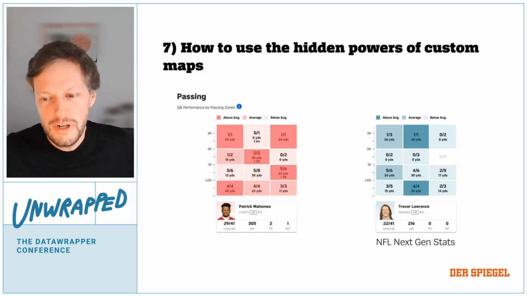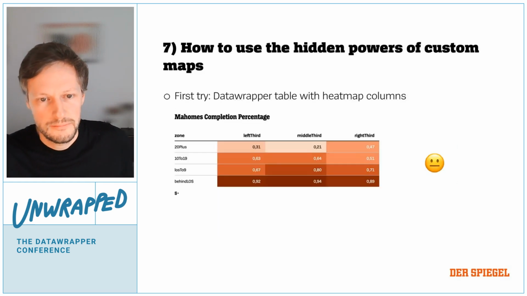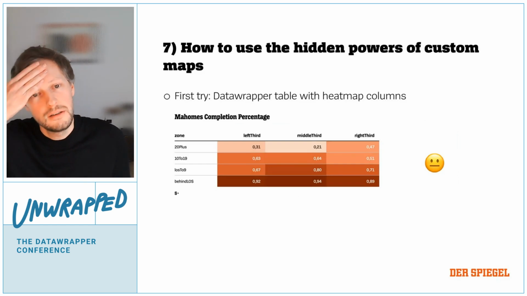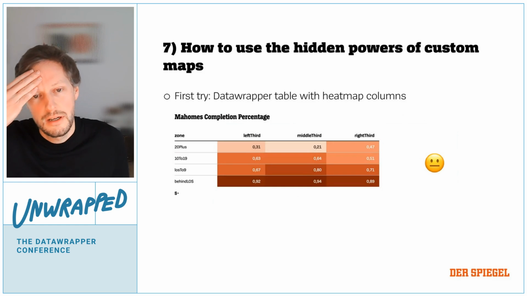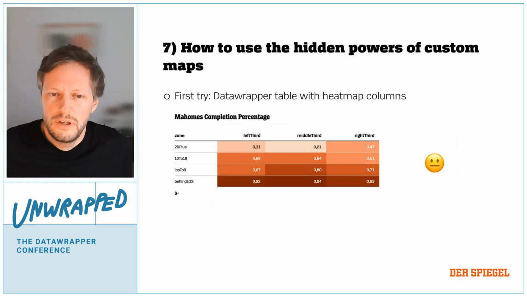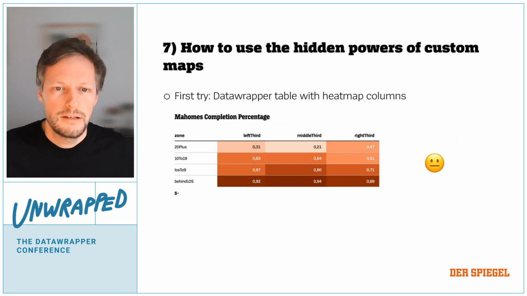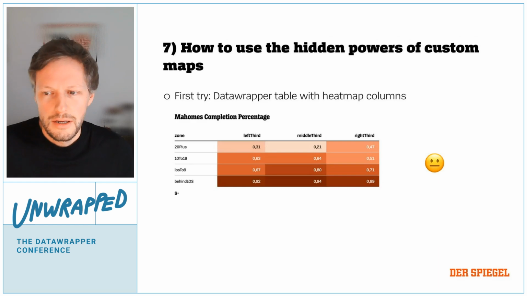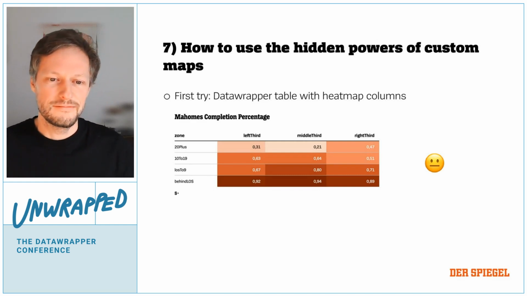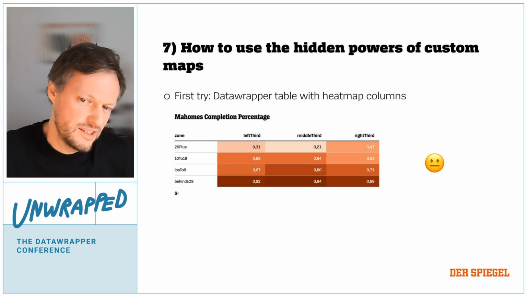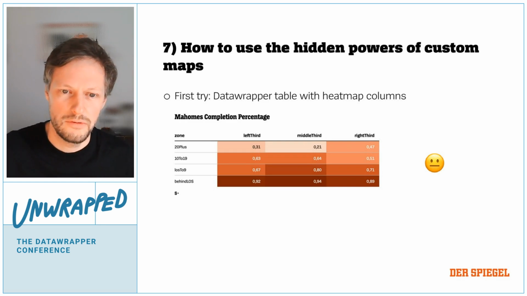But how to do that in Datawrapper? Our first try was, well, this is a heat map actually, or not much different than a heat map. Why don't we just try a Datawrapper table with heat map columns? And well, it kind of works. You got this table here. It's not pretty at all. You got the information in there, but actually this is nothing we would like to present to our readers.